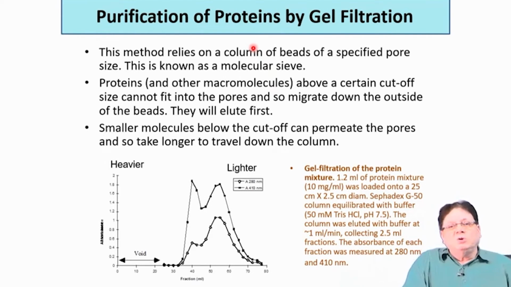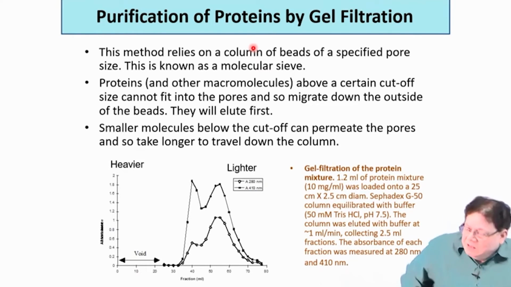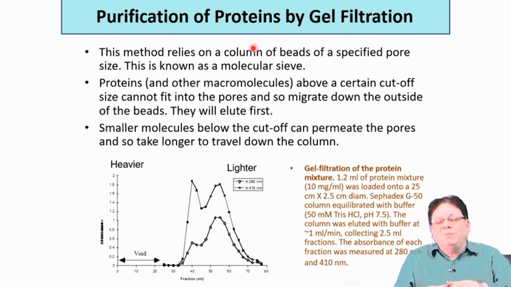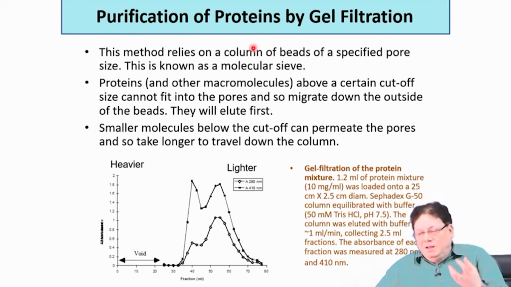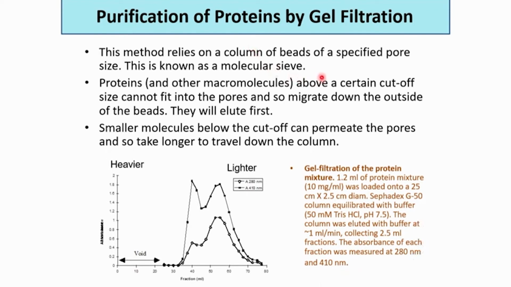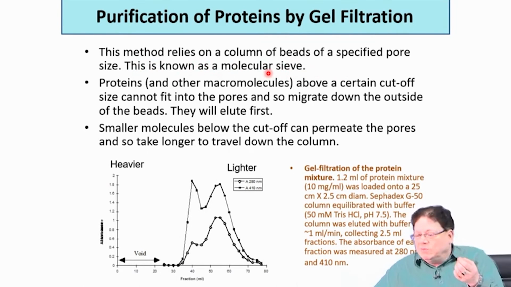Gel filtration is also called size exclusion chromatography. What it does is you fill a column with some matrix, which is like a molecular sieve. Sieve means something which can filter things out. They look like small beads, very tiny beads.